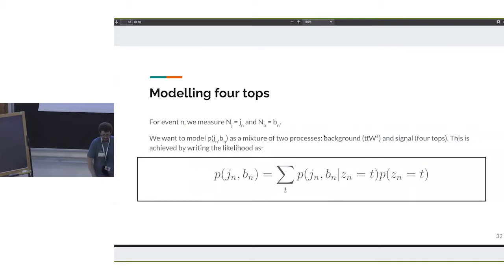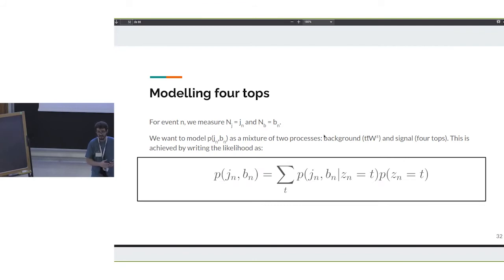So now we get into the equations. I'll show the plate diagram later. What we do is, for each event, we measure the number of light jets, which we call Jn, and the number of B-tag jets, which we call Bn. And we want to model the joint distribution of these two observables as a mixture of two processes.